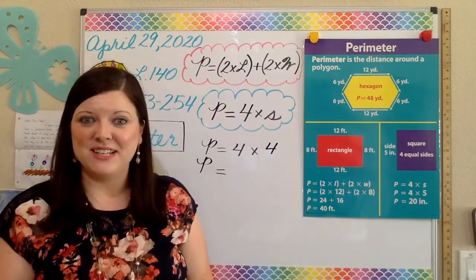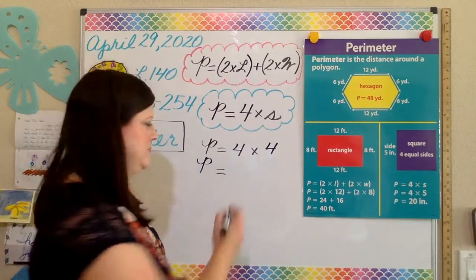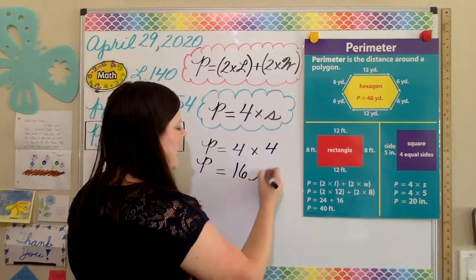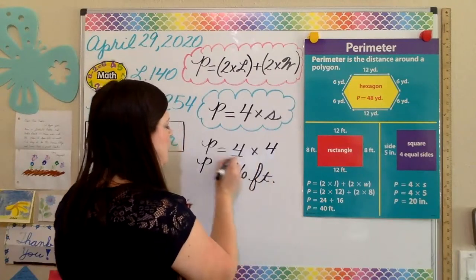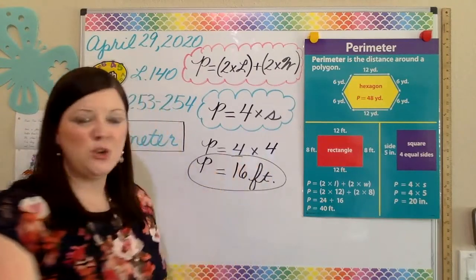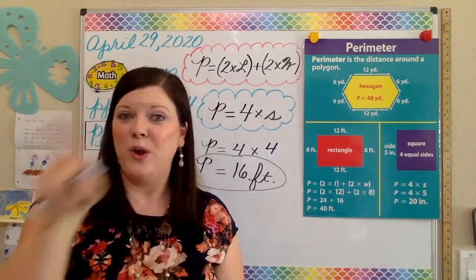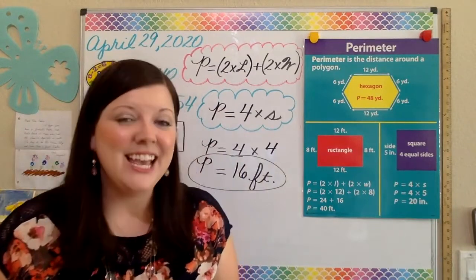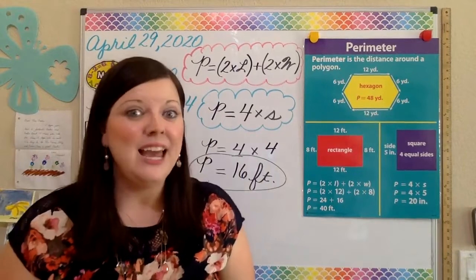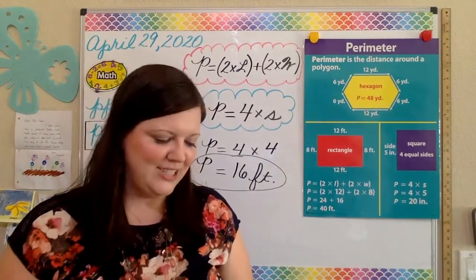Now, let's solve this. What is 4 times 4? 16. Let's add the label. 16 feet. So the perimeter, or the distance going all the way around that doghouse, is going to be a total of 16 feet. I think Spot's going to be really happy with that doghouse.